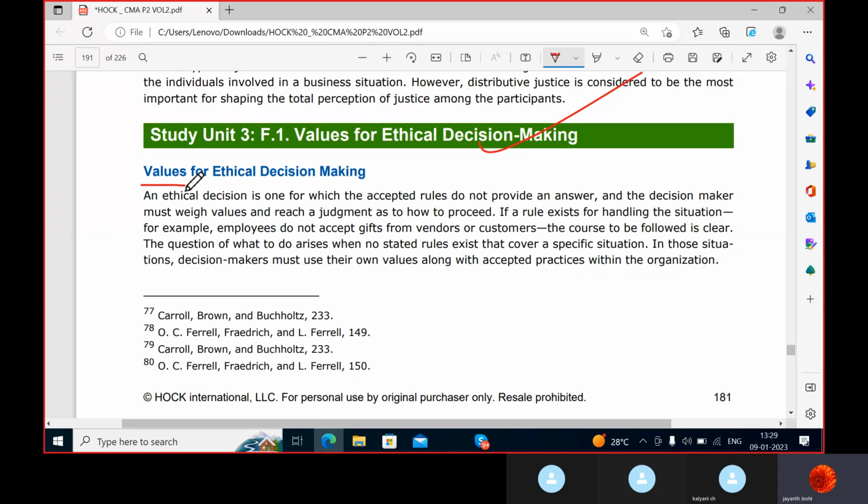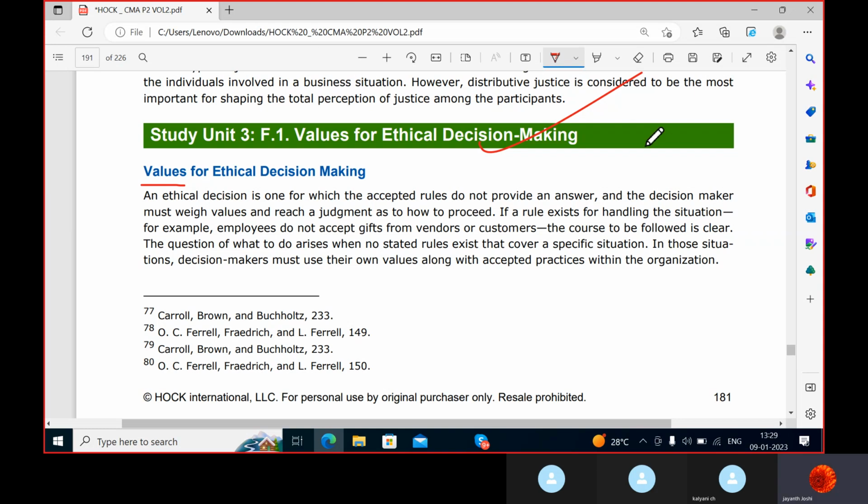But here what we are seeing is values for ethical decision making. That means if you want to decide something, or if you want to be a decision maker, and you want to decide what you want to do in the future, or what task you are going to perform, that decision should be an ethical decision. So what kind of values should you have for taking a decision which involves ethics?